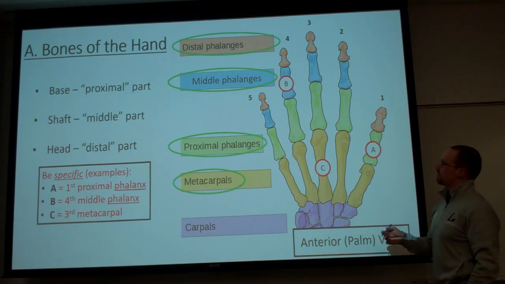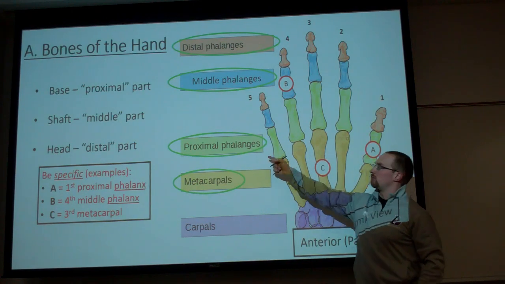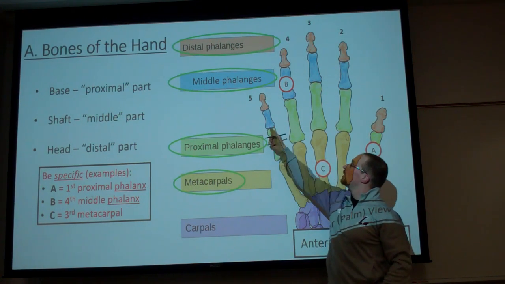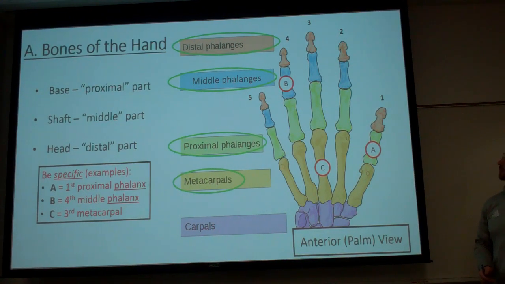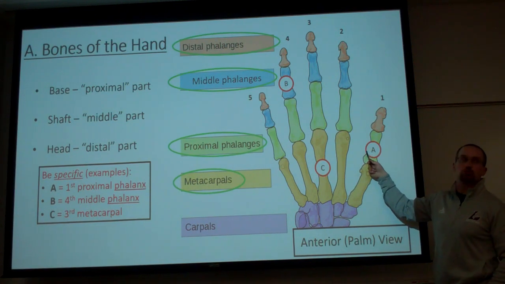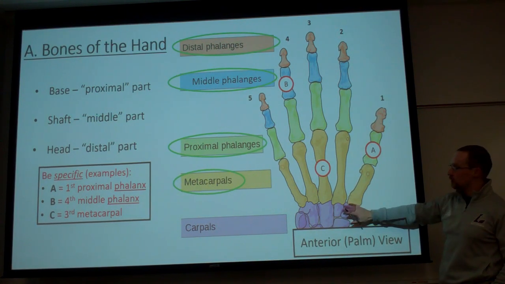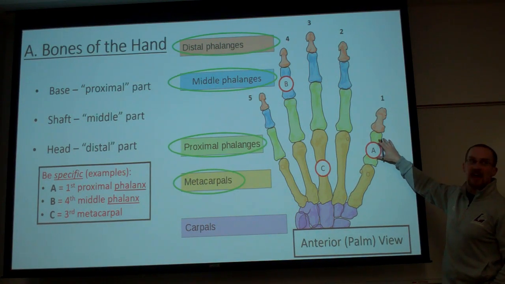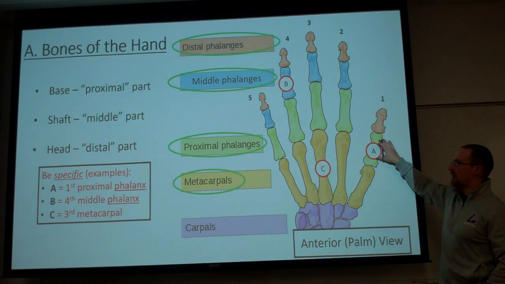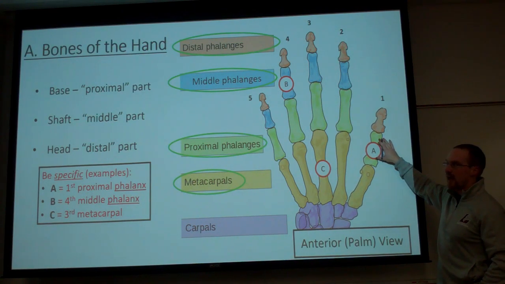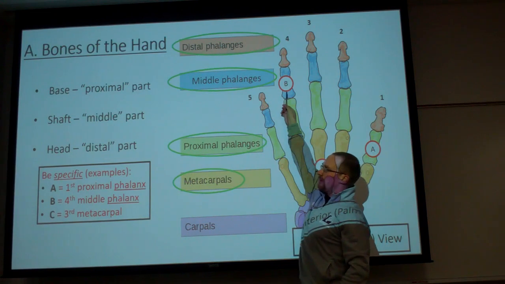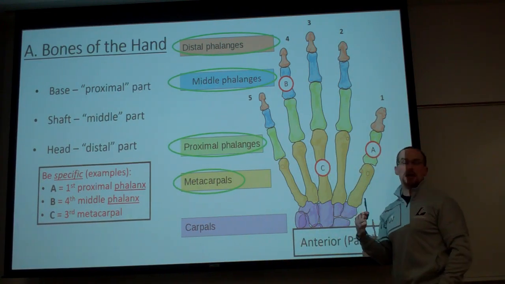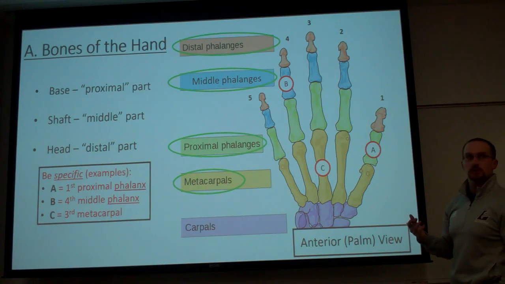If you'll notice, in green, these are considered proximal phalanges. Blue would be middle phalanges. Red would be distal phalanges. So for letter A here, this would be a first proximal, because it's closer to my wrist: first proximal phalanx. Not first proximal phalange. Phalanx is the correct singular form. Letter B in blue here, that's your fourth middle phalanx.